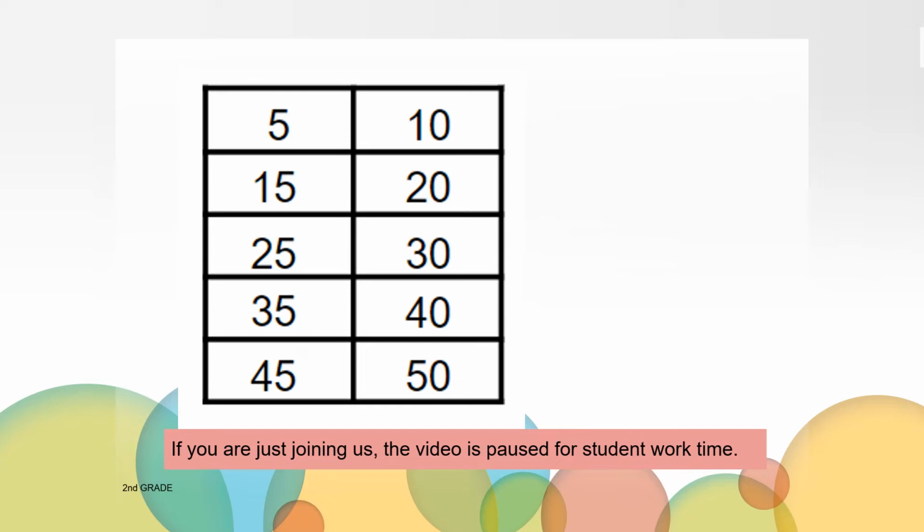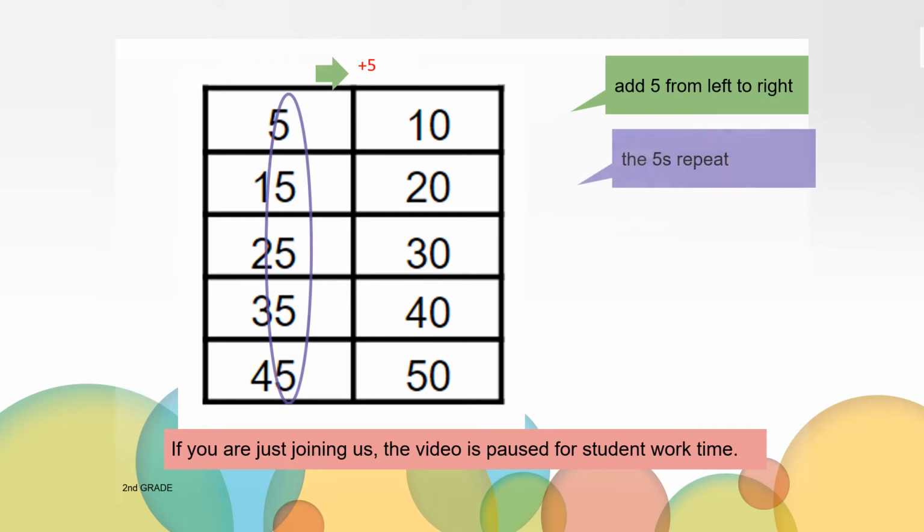Let's share some of the patterns that appear when we count by fives. As we read the chart we created from left to right, you probably noticed each number on the right is 5 more than the number on the left in that same row. Looking down the left-hand column, you may have noticed the number 5 appears and repeats in each number. Similarly, the zeros repeat in the numbers going down the right column.